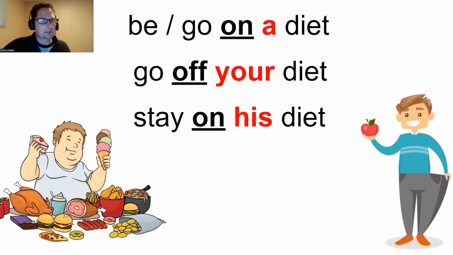What's the difference? When you say go on a diet, you use the article a. But when you say go off, we don't say go off a diet, we say go off your diet. We use a possessive, your. Go off your diet, go off my diet, go off his diet, or go off her diet. And what if I don't go off my diet? What if I don't stop? What if I continue? We don't say continue your diet, we say stay on.